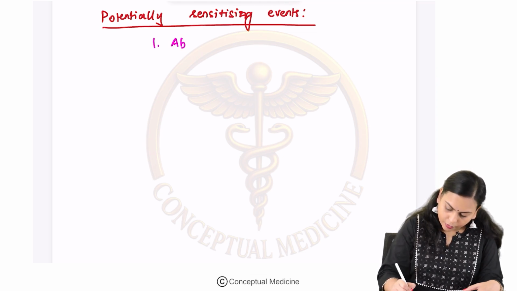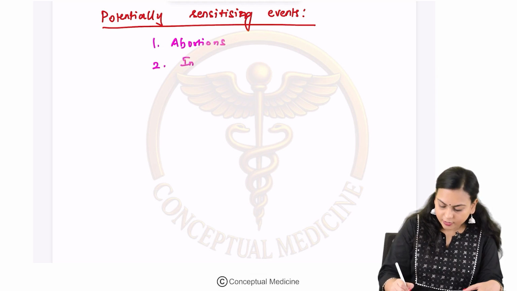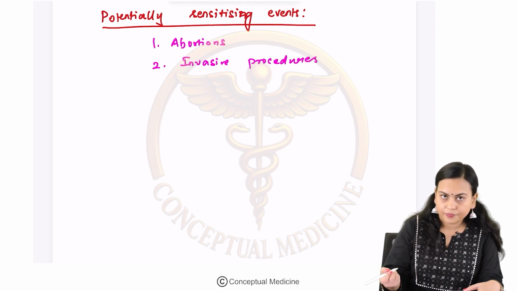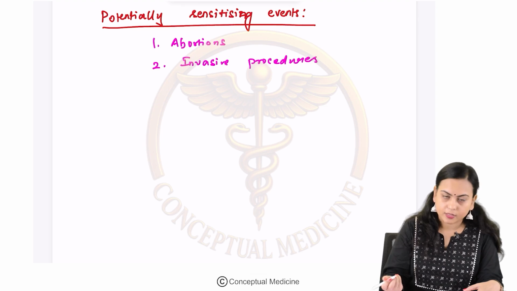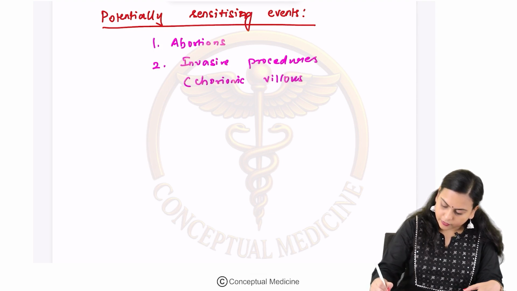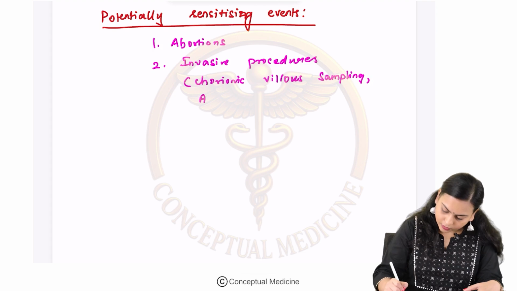They may include abortions, invasive procedures. What are the invasive procedures we do on the fetus? Yes, chorionic villus sampling or amniocentesis. Okay. So, it is chorionic villus sampling, amniocentesis.